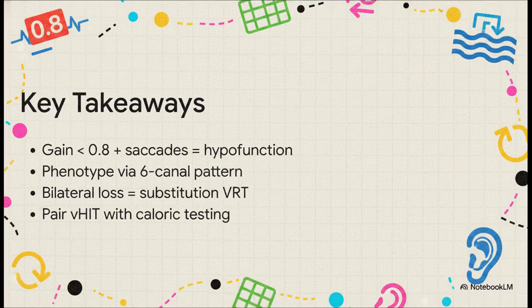So let's rapidly summarize the core takeaways you can start applying in your clinic tomorrow morning. First, a vHIT gain under 0.8 plus refixation saccades equals guaranteed canal hypofunction. Second, always phenotype the lesion by reading the specific 6-canal pattern. Third, remember that a bilateral loss flips your rehab straight to substitution. And lastly, to cover that frequency gap we just talked about, always pair your vHIT findings with caloric testing.